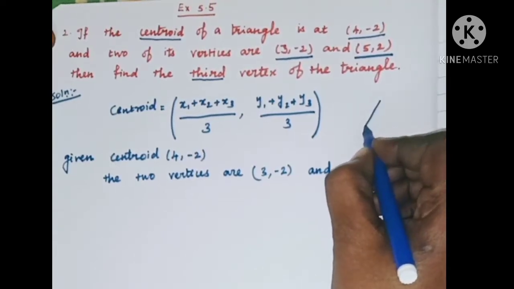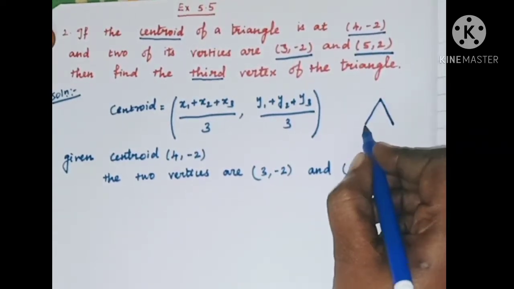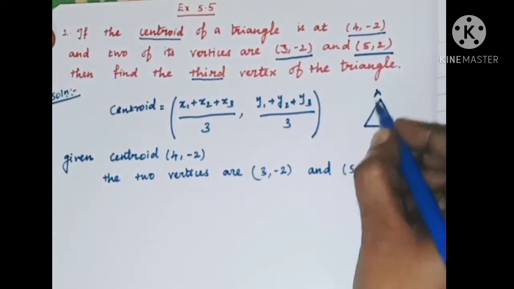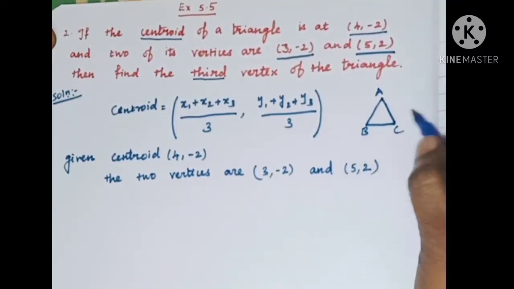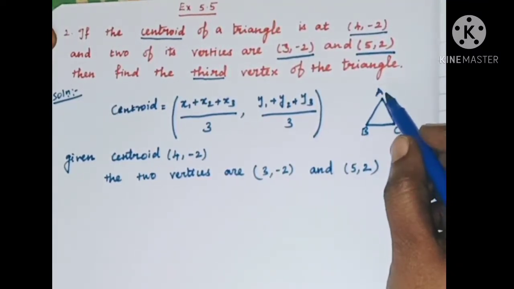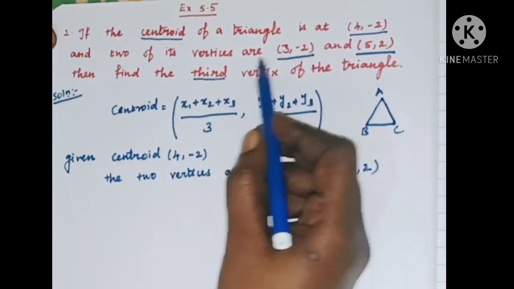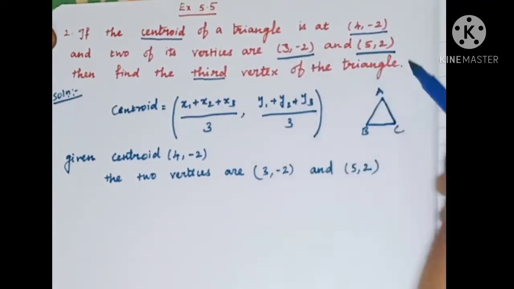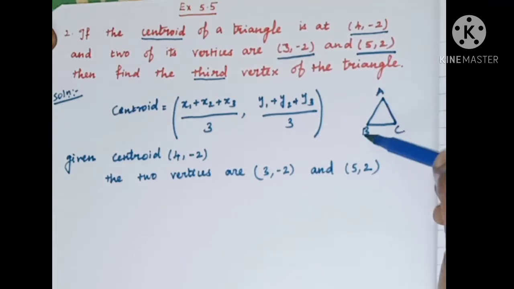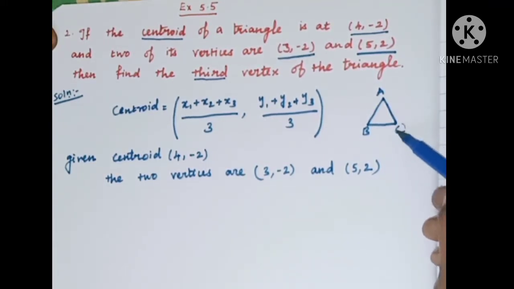As we know, this is the triangle ABC. The triangle has three vertices A, B, C. In the problem, two vertices of the triangle are given. We have to find the third vertex of the triangle.